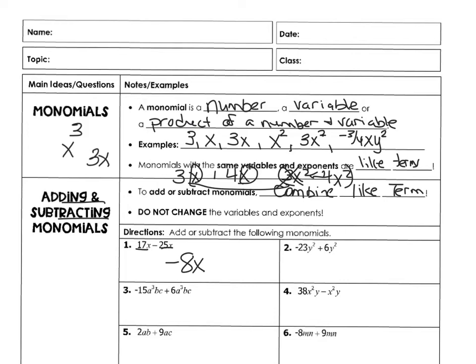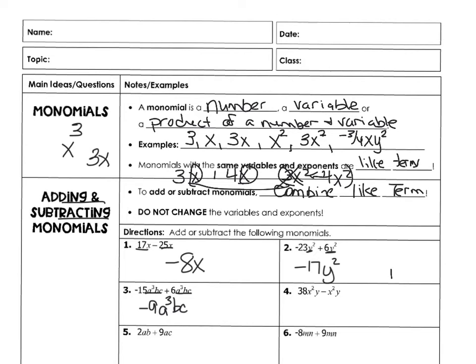Okay? Look at number 2. They both have the same variable and exponent, right? So that means I can add them together. Negative 23 and 6 is negative 17. Put down your variable and exponent. All right? 3 cubed BC, 3 cubed BC. Again, they have the same variables and exponent. So you add together your coefficients. Negative 15 plus 6 is negative 9a cubed BC.